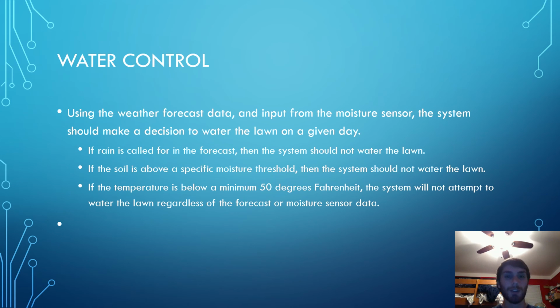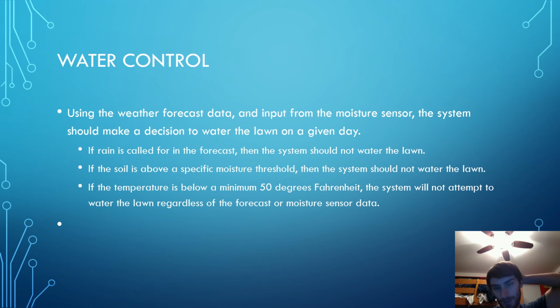For water control, we do take input from the weather forecast, and we do take input from the moisture sensor, and we also check for rain. Since rain was not called for in the forecast, we are able to water the lawn. You can see that when we inserted the pins into the soil where it was dry, it said yes, we should water. When we inserted into wet soil, it said no, we no longer need to water, the soil's okay.